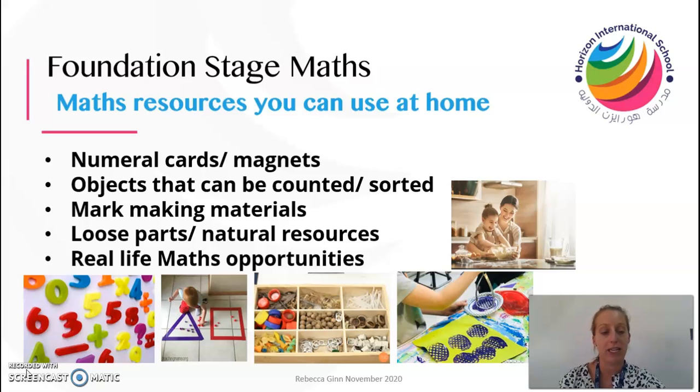A range of mark-making materials is great for developing skills across the curriculum, and especially maths. Through painting, drawing, Play-Doh, cutting and sticking, children can develop their knowledge of patterns, shapes, measurement, as well as developing their fine motor skills. Finally, your child needs to see how we as adults use maths in our everyday lives.